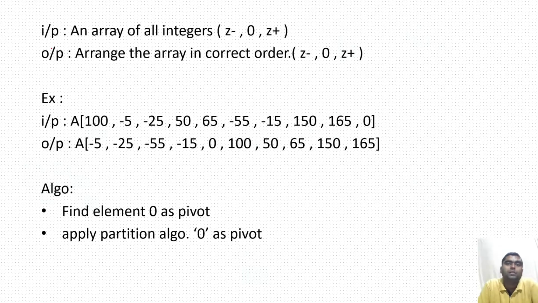So this is a question. Okay, so the question says that the input is given an array of integers. Integers means Z minus, 0, Z plus, meaning all the negative and positive numbers including 0 also. Okay, and the output is what? We are supposed to arrange the array in correct order.